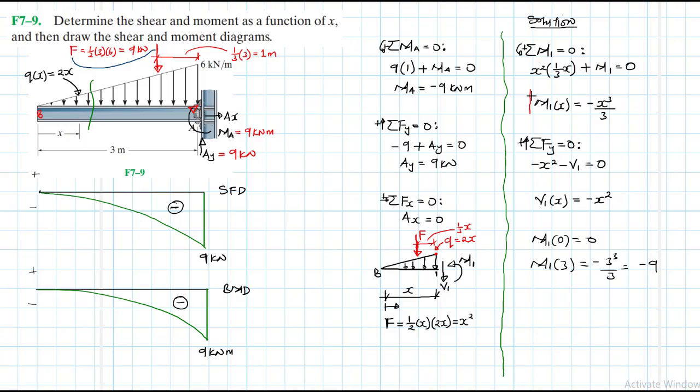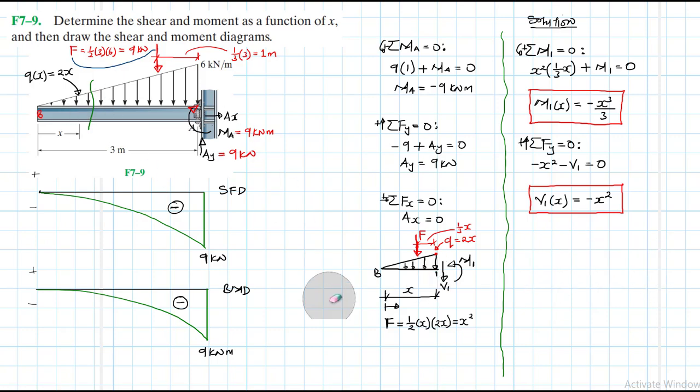I guess we are done. We found the function that governs the moment, and we also found the function that governs the shear. All right, let's clean up. So I think this is about it. We've drawn the bending moment diagram, we've drawn the shear force diagram, and we've also done the functions that govern shear as well as moment.